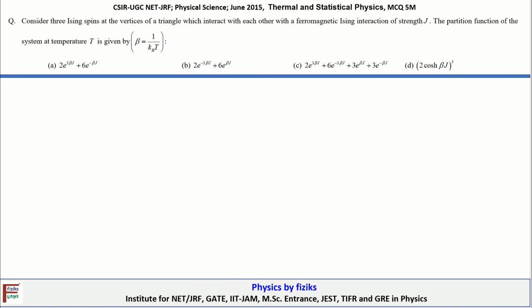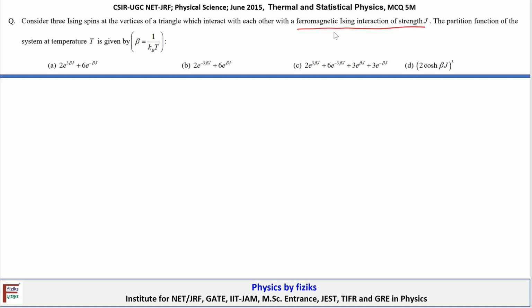Let's continue with the next problem. It's related to the Ising model. The statement is, consider 3 Ising spins at the vertices of a triangle which interact with each other with the ferromagnetic Ising interaction of strength J. The partition function of the system at temperature T is given by.